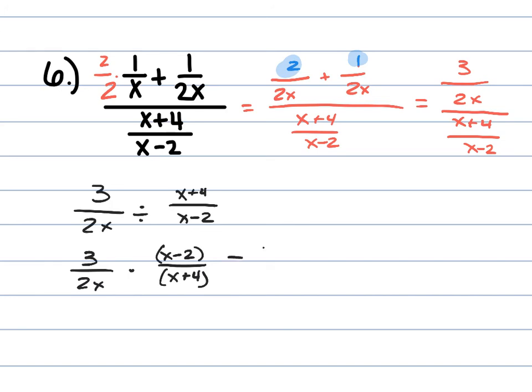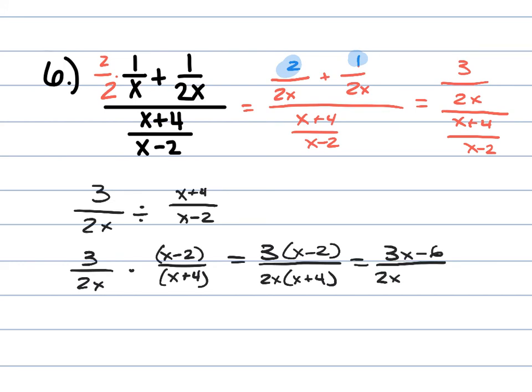So really what we're going to get, multiply it across. I'm going to do it in 2 steps here. I know that some of you can do it in fewer steps, but I'm going to do it showing you exactly what I'm about to do. I'm multiplying across the top, 3x minus 6, and I'm multiplying across the bottom, 2x squared plus 8x.